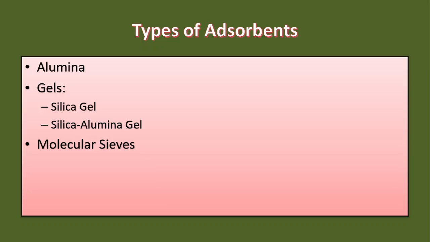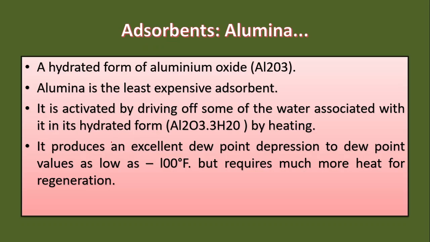So in this topic, we are going to discuss the adsorbents that are used in the adsorption process for the dehydration of natural gas. We have three different adsorbents: alumina, gels, and the molecular sieve. Let's look briefly at all three. Number one is the alumina.